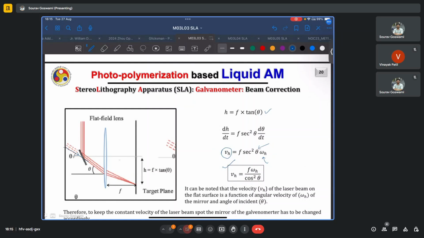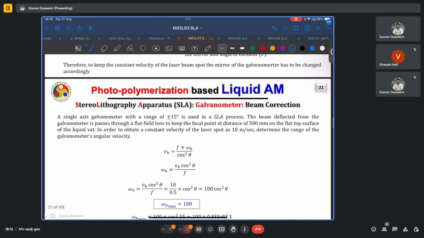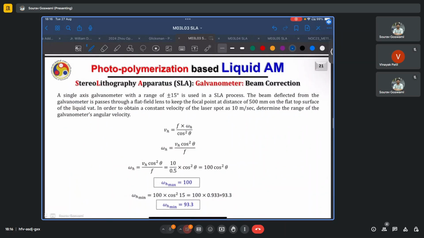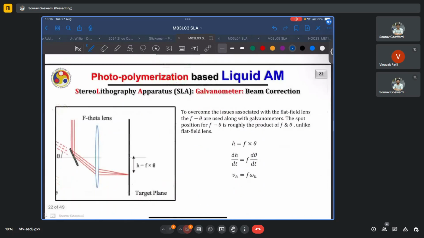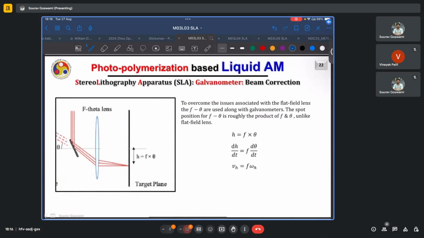Thus, we discussed how it is important to have a uniform scanning speed to have isotropic properties from the printed material. To ensure this, we must carefully actuate both the angular velocity and the angular displacement in order to maintain a uniform velocity of the laser spot on the target surface, which is a difficult task. An example has been worked out here. We'll also look at a few examples during our problem solving period.